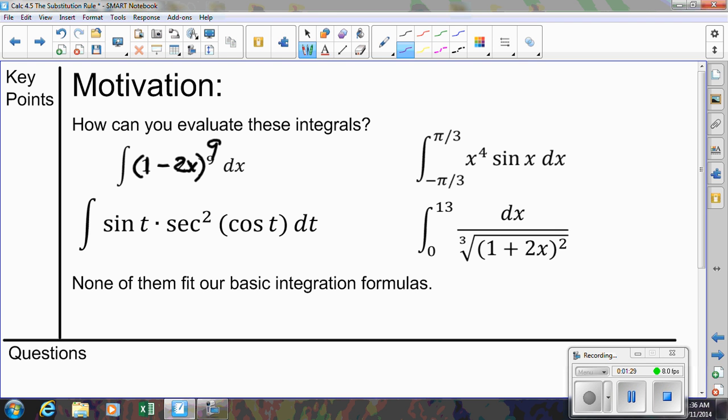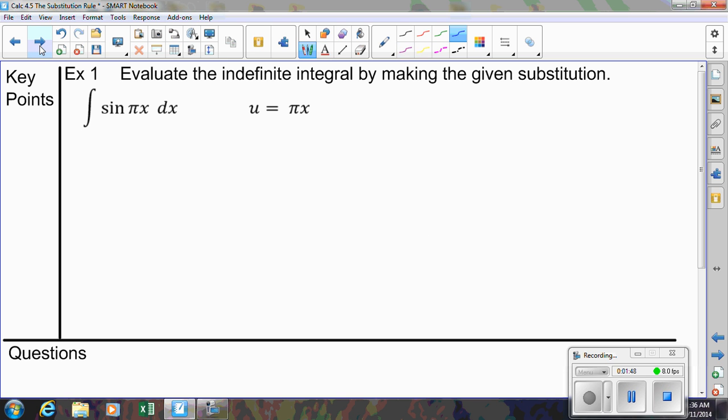The answer is actually going to be a change of variables. If we can rewrite it with a different variable and put it in a format that we do know how to use, we can then do the integration and then convert backward. Here's our first example. Evaluate the indefinite integral by making the given substitution.